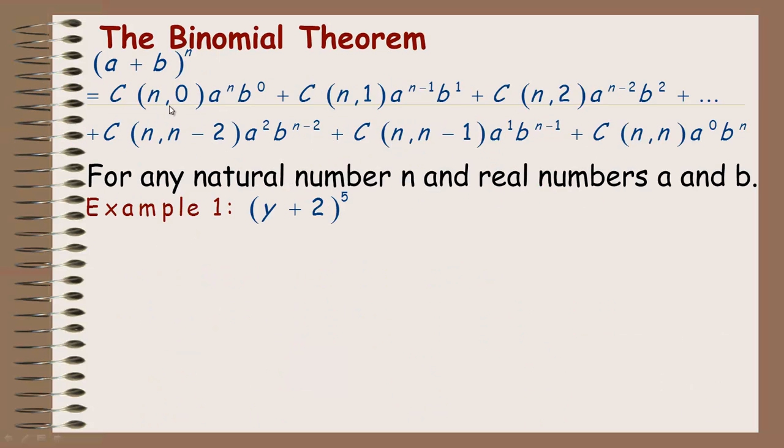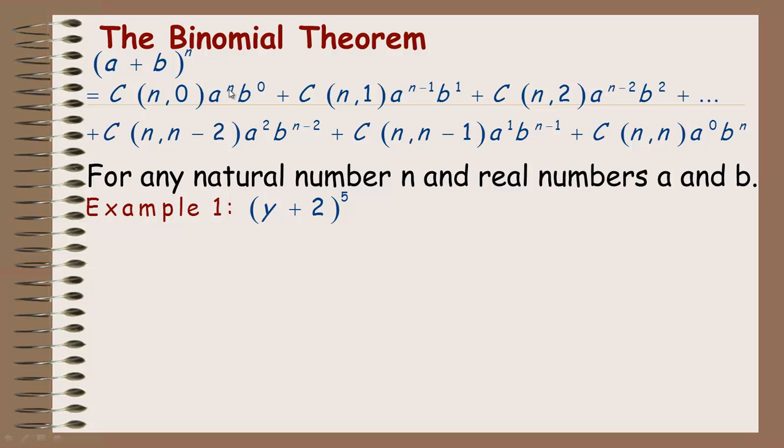So the first coefficient is always going to be n choose 0. It starts counting at 0. And then a raised to the power of n, b raised to the power of 0. The next coefficient would be n choose 1, and then the next one's n choose 2, and the next one would be n choose 3, etc. Down to the last one, which would be n choose n. That gives you the coefficient for the last term.